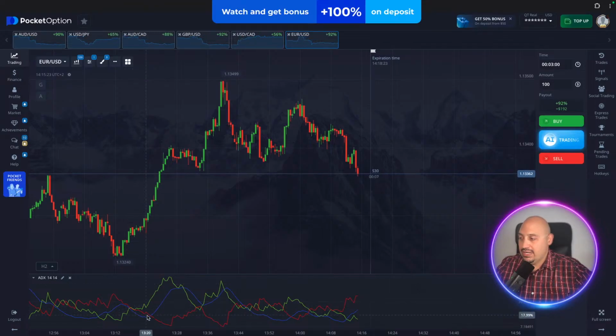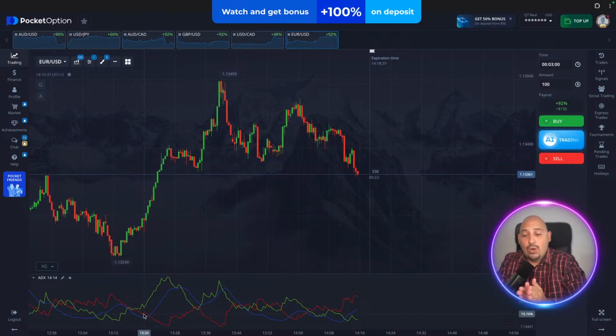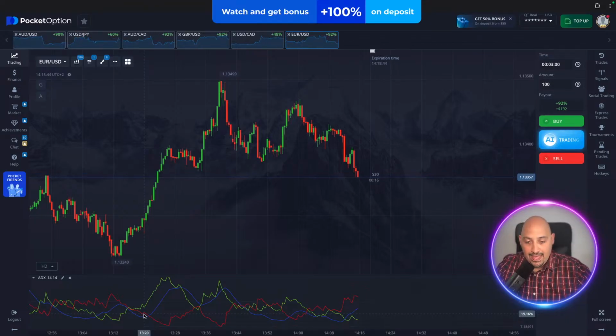Here we have the red line, which is showing me that the direction of the trend is upwards, and therefore the buyers on the green one are overpowering the sellers. So if you see the green and the red line moving away from each other, that is basically showing you that the strength is stronger and also showing you the direction.